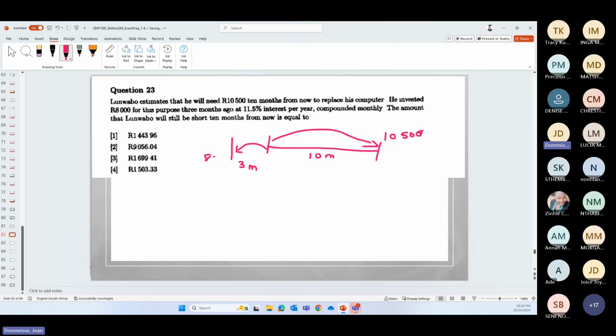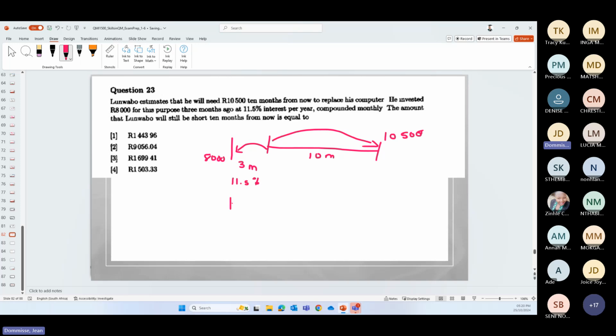So 3 months ago, he invested 8,000 for this purpose at 11.5% compounded monthly. The amount that Lunwabu will still be short 10 months from now is equal to.